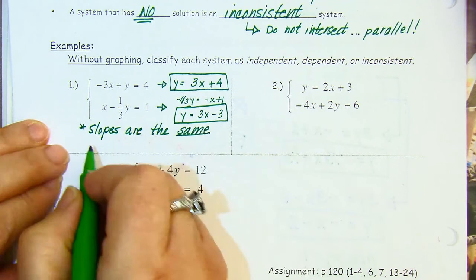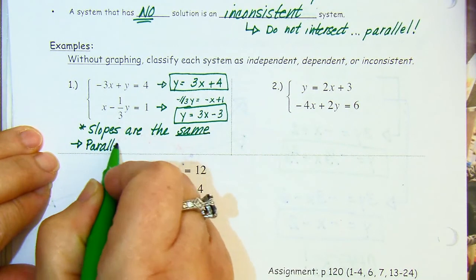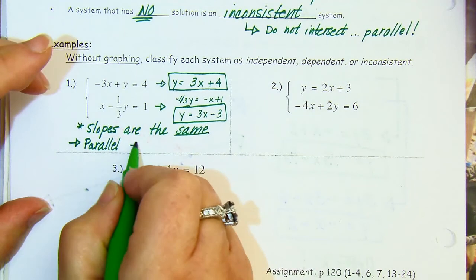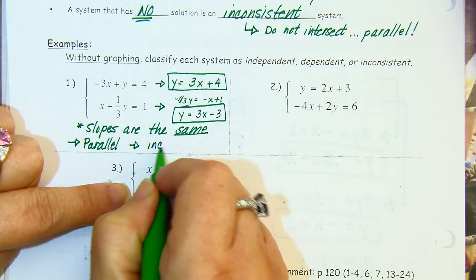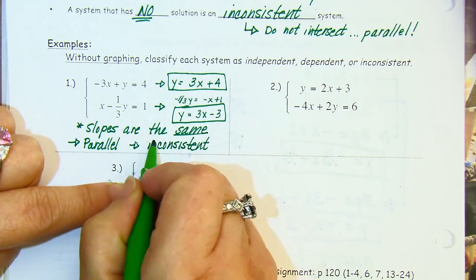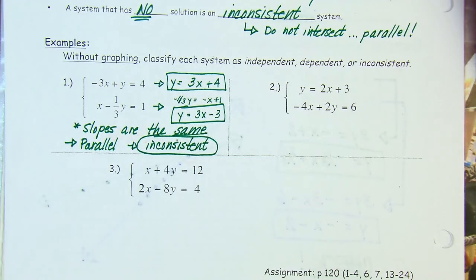So these lines are parallel. And without even graphing, I can tell this. And because the lines are parallel, I conclude that this system is an inconsistent system. Okay, so I could do all of this without graphing. There's my answer. Without graphing, classify the system.